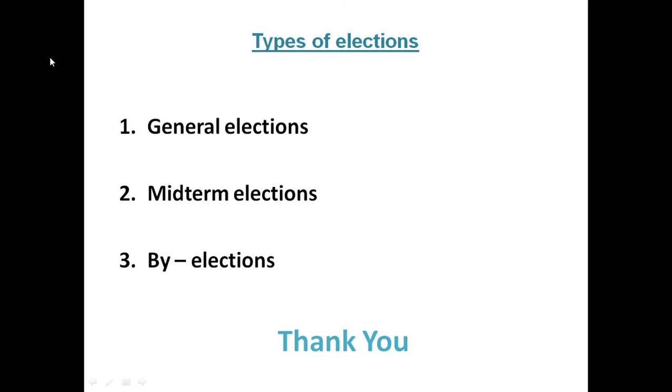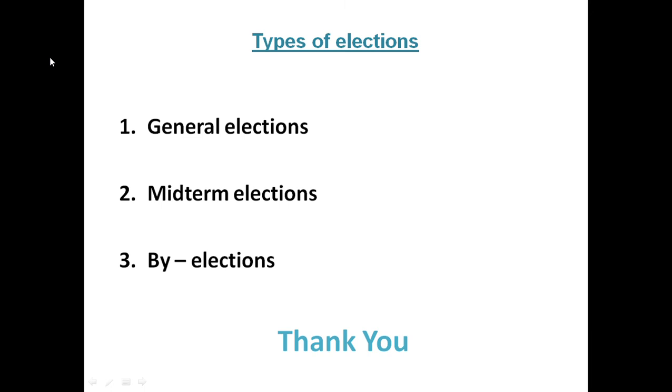Let us see the types of elections. There are three types of elections. The first is general elections. Lok Sabha elections are held after every 5 years. The second is mid-term elections. If the elected government loses its majority before completing its term, or if the parties of the coalition government withdraw their support, resulting in the loss of majority, and no alternative government is possible, then elections are held before completion of the term. They are called mid-term elections.